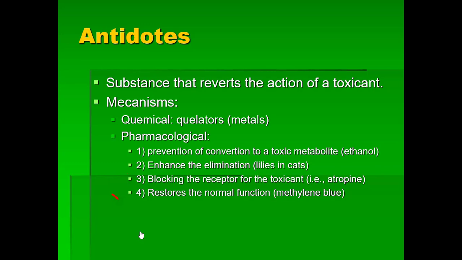And finally, another method is restoring some normal physiological mechanism which has been disrupted. And this is the case of nitrate poisoning in ruminants. Nitrate is converted to nitrite in the rumen, and when it gets absorbed and reaches the bloodstream, it converts hemoglobin into methemoglobin, which is unable to carry oxygen. So by giving methylene blue, we reduce that oxidized methemoglobin back to normal hemoglobin.